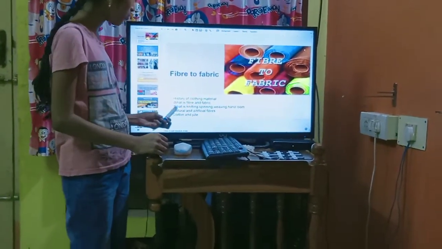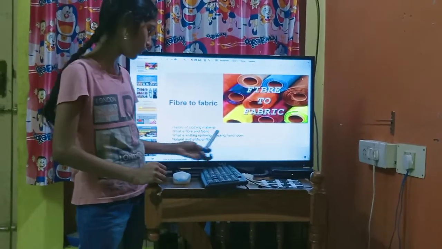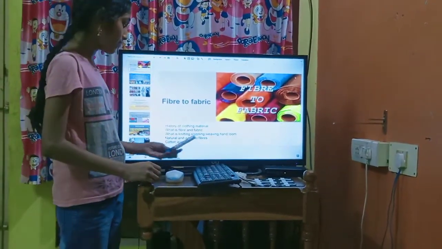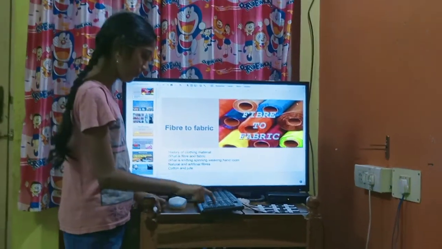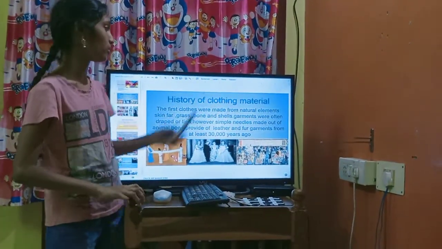These are fibrous products. Natural fiber and artificial fiber, cotton and jute. What is the history of the cloth material?